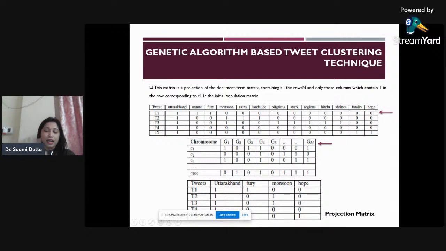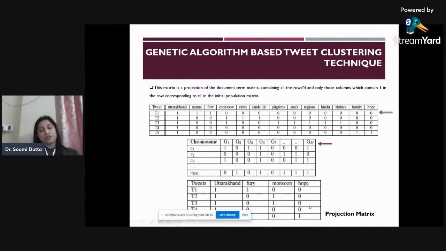Taking a subset of the initial document term matrix, I am trying to create a projection matrix. So this projection matrix has been created from the initial document term matrix. The columns I have considered are those where chromosome 1 has a 1. After this I create the projection matrix.